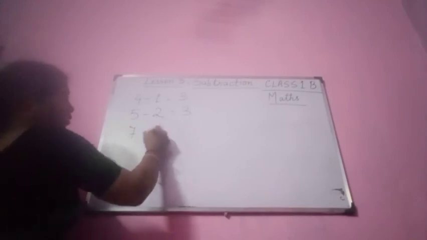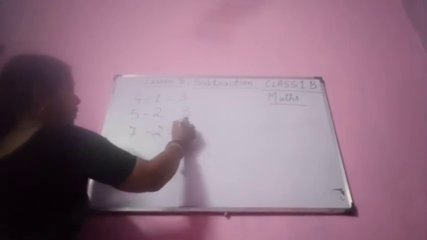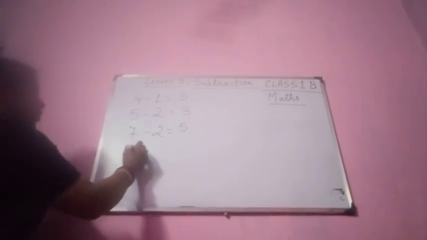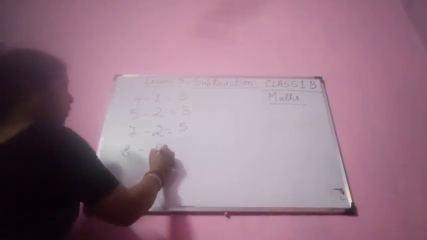Okay. 7 minus 2 will be how much? I know you know subtraction. 7 minus 2 will be 5. Okay. 8 minus 4. 8 minus 5. 8 minus 5 will be 3. 8 minus 4 will be 4.